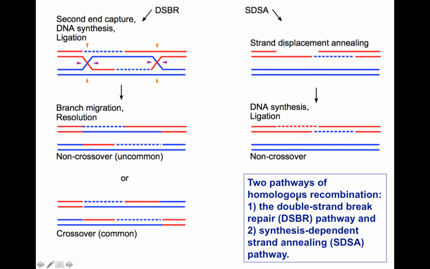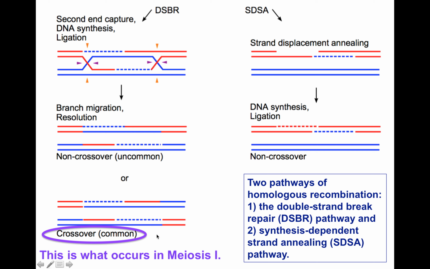There are two pathways by which this can be resolved. You've got the double-stranded break repair pathway using, for example, the BRCA genes and RAD51, or you can have the synthesis-dependent strand annealing pathway, this pathway. But this is the one that's the most common, the desired outcome for meiosis, what occurs in meiosis 1.